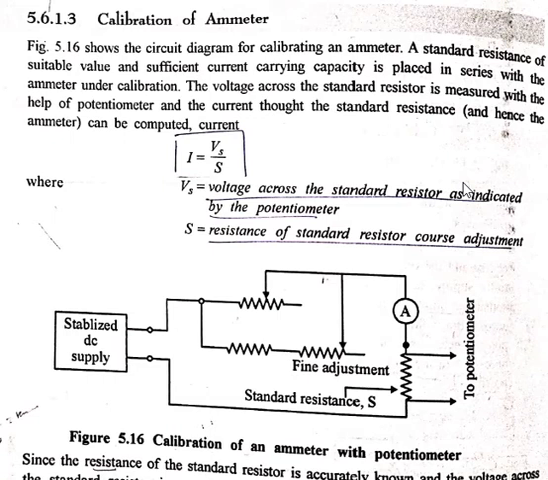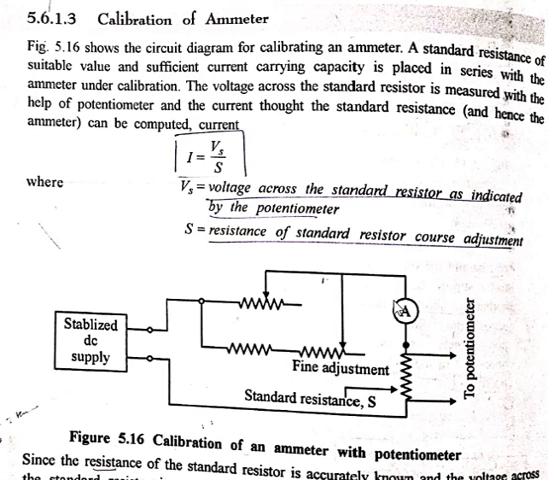Here the potentiometer is used for calibrating an ammeter, to adjust the reading of the ammeter or to standardize it for its actual use in other circuits, so that it can measure the true value of the current when applied in some circuit. This diagram shows the calibration of an ammeter.